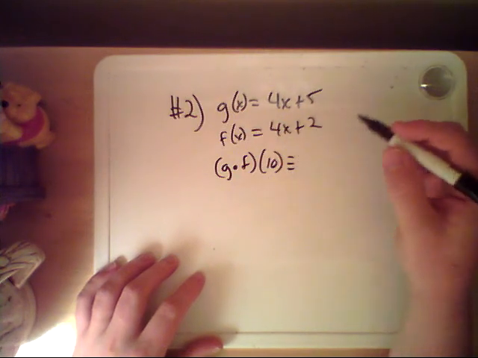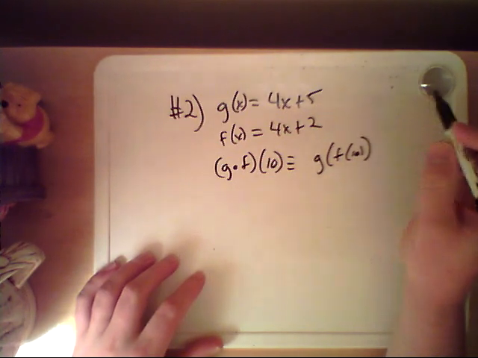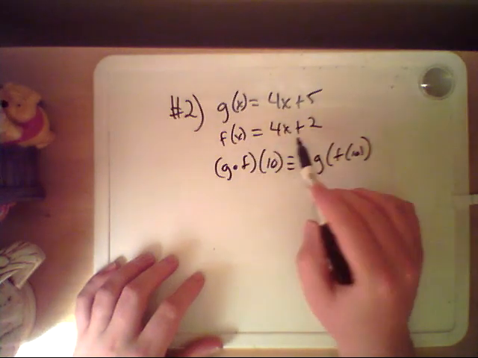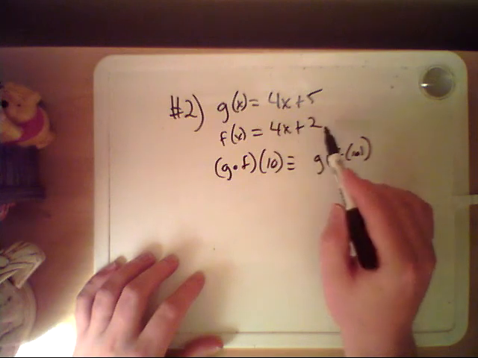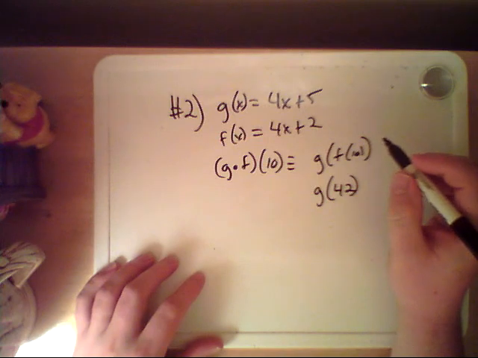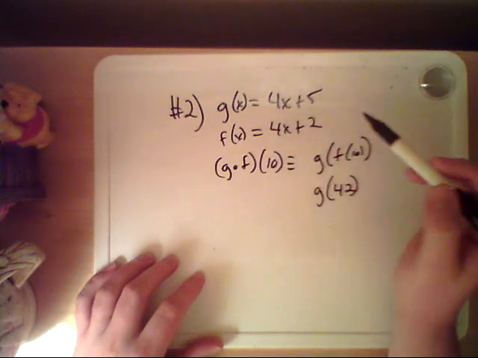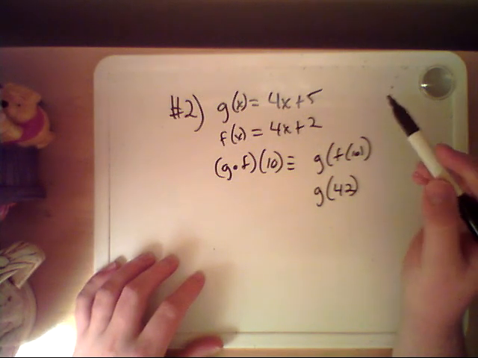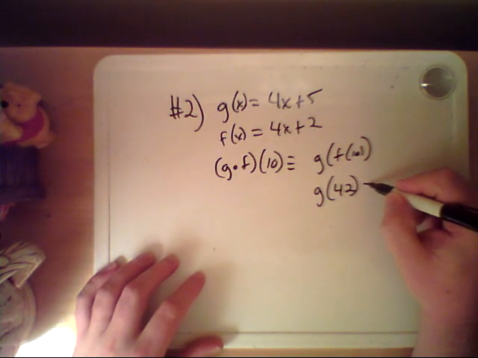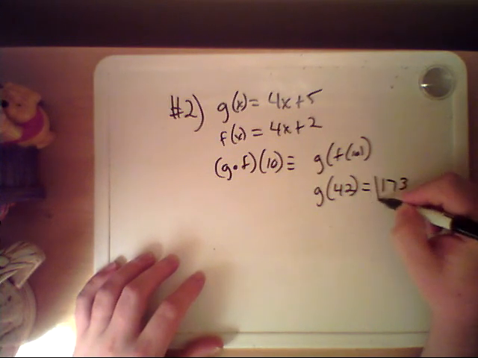We'll rewrite this in normal notation. G of f of 10. So first we have to find f of 10. So we're going to plug a 10 into this f equation. So 4 times 10 is 40, plus 2 is 42. So we need to find g of 42. So we're going to plug 42 into this g equation. So 42 times 4 would be 168. So it would equal 168 plus 5, which is 173.